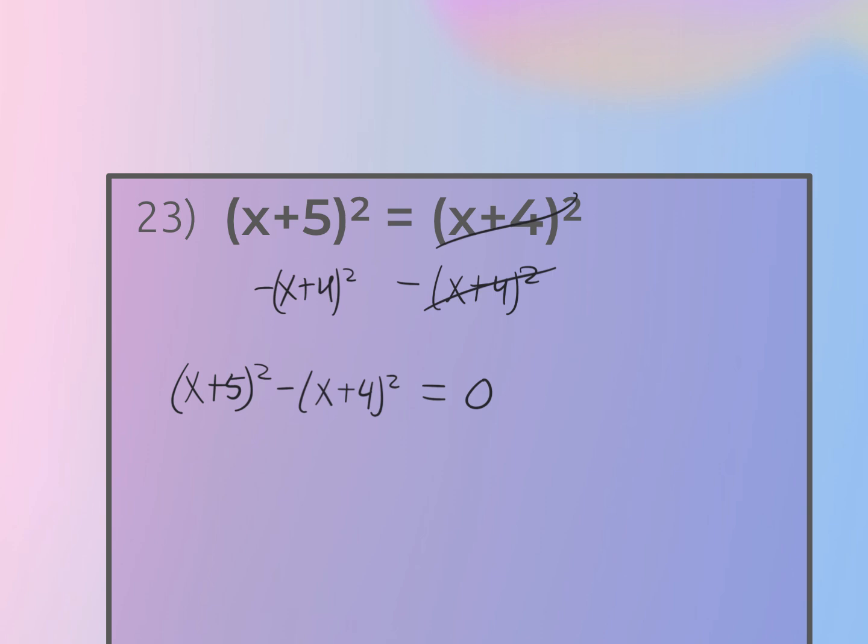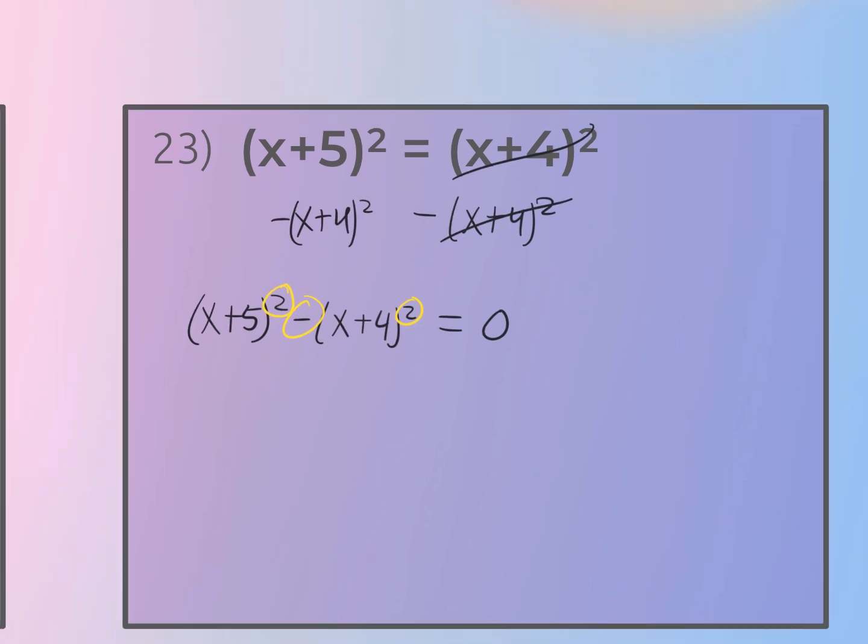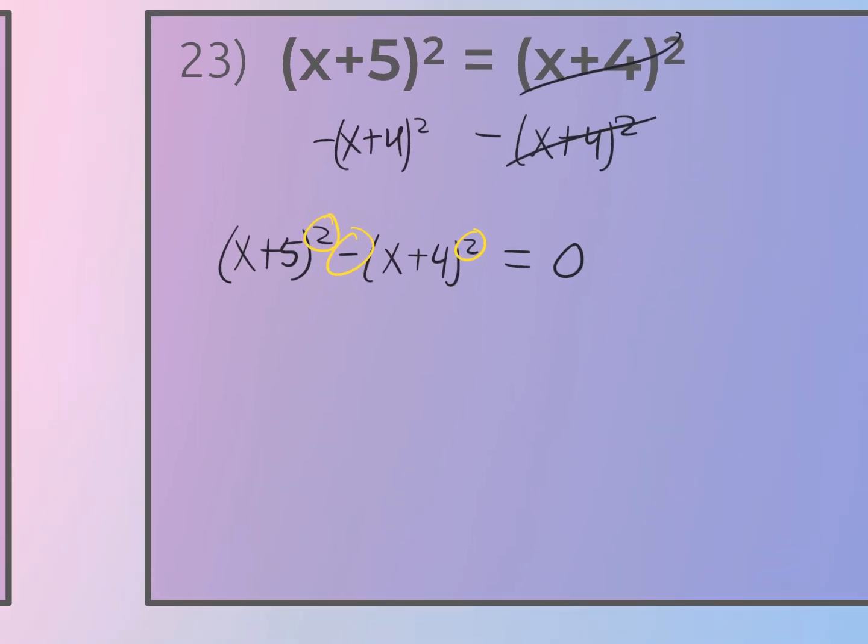All right? Now what happens here? It might not be super obvious, but hopefully you should catch it. We see two terms that are being squared, and they're being subtracted. Hopefully at this point you're like, oh, difference of squares. This is a difference of squares. It's not the prettiest difference of squares, but it's a difference of squares nonetheless.